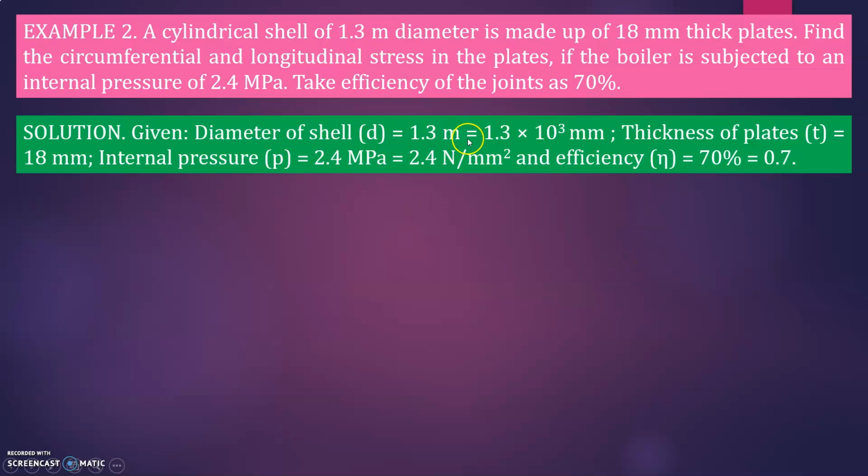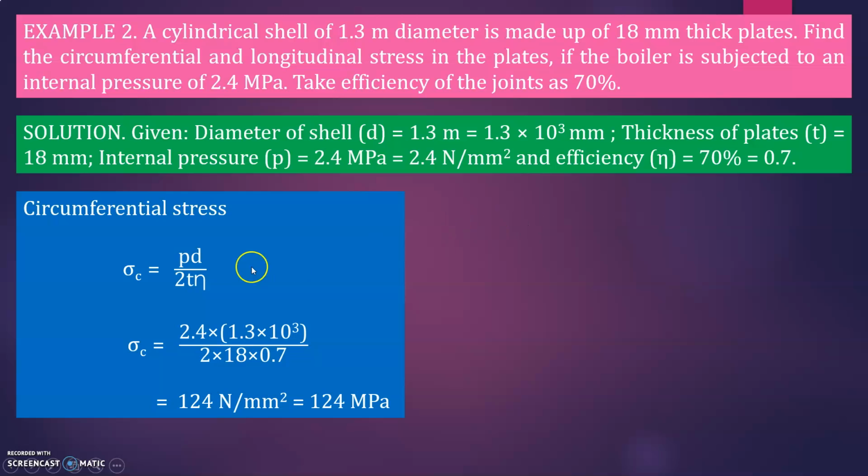Here the diameter is 1.3 into 10 raised to 3 mm. Thickness of the plate is 18 mm. Internal pressure is equal to 2.4 Newton per mm square and efficiency is 70%, that is nothing but 0.7. So calculate the circumferential stress, that is equal to PD divided by 2T into nu. Substitute all the values. P is 2.4 and D is 1.3 into 10 raised to 3, divided by 2 into 18 into 0.7, that is equal to 124 Newton per mm square.